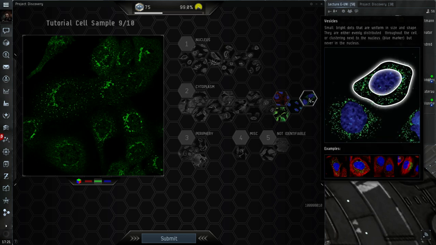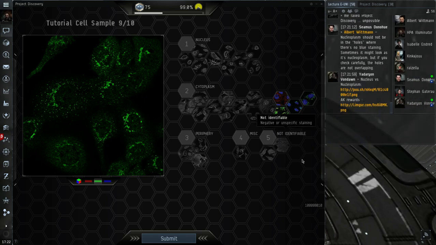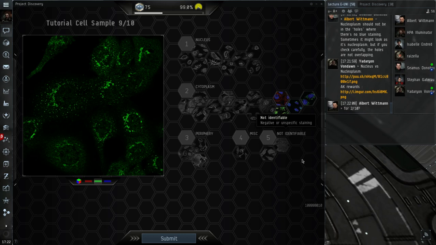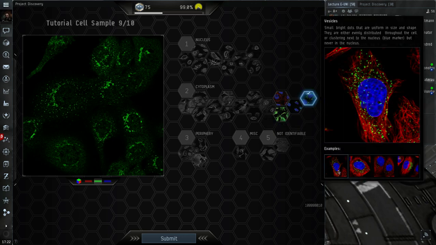So what we see here is vesicles, which are small bright spots that are uniform in size and shape, can be evenly distributed in the cell or clustered next to the nucleus, which is the blue marker. They shouldn't be seen in the nucleus. And if you think, oh, there are spots in the nucleus, you should turn on the red marker as well to see if you can see some red marker overlapping with the green dots. If you do that, you can think that the focus is probably a bit lower or higher, like lower under the nucleus or above the nucleus, which would mean that the vesicles are outside the nucleus. So here we absolutely see vesicles.